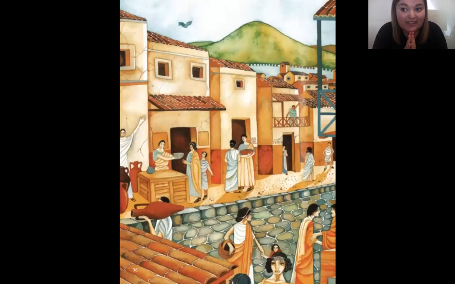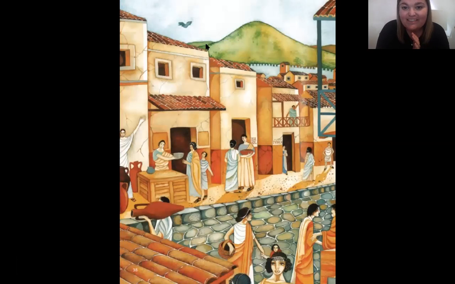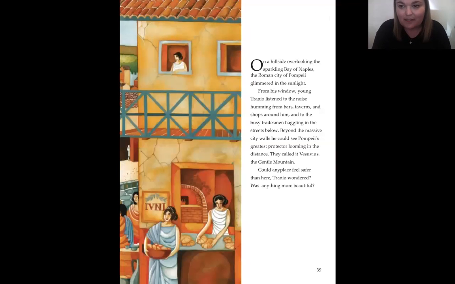All right, let's look at this picture. Do you guys notice anything? So this is the city of Pompeii. And then up here, what do you think this is? It is Vesuvius, and we're going to learn today what Vesuvius is. Let me get my arrow ready, and let's get started, fourth graders.